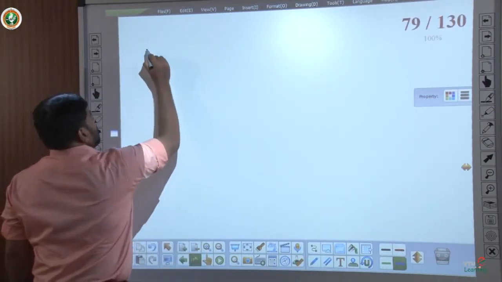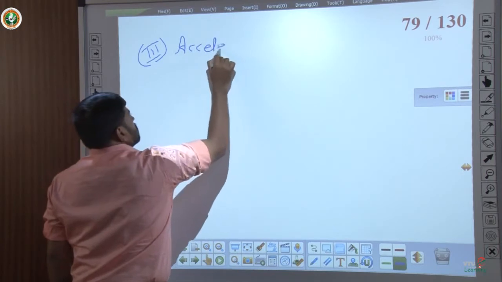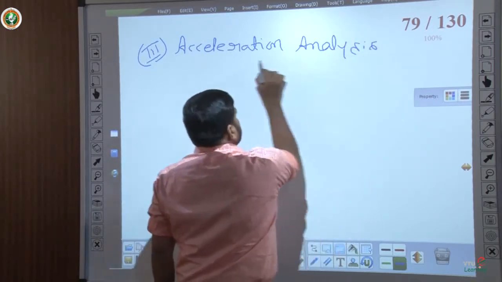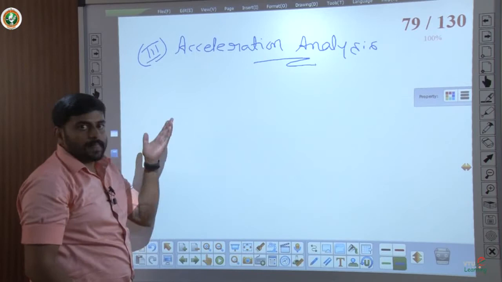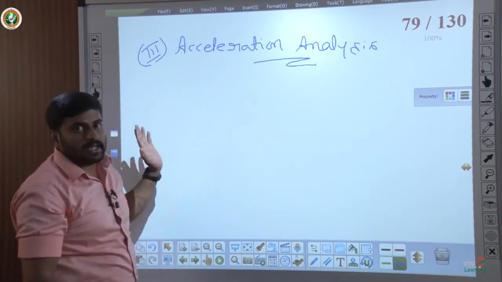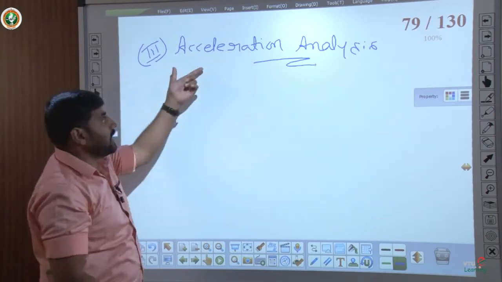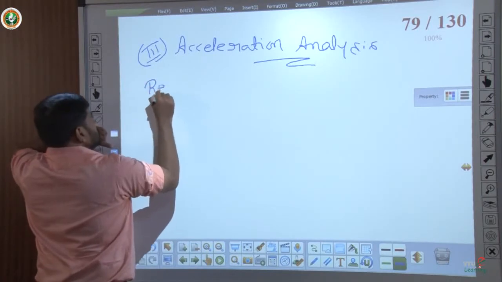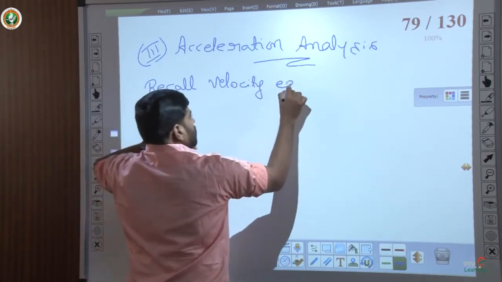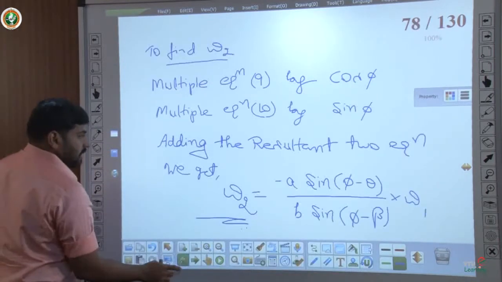Moving ahead for acceleration analysis, that is case 3 in four bar mechanism analysis, that is acceleration. As I said, in order to obtain acceleration, I should differentiate the velocity term again, or you can differentiate the displacement equation twice. Just now we have derived the velocity equation. Let me use the velocity equation. Once I differentiate the velocity equation, I will get acceleration. So therefore, recall velocity equations 9 and 10.